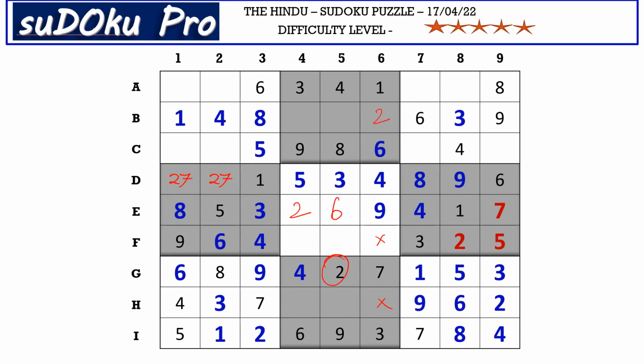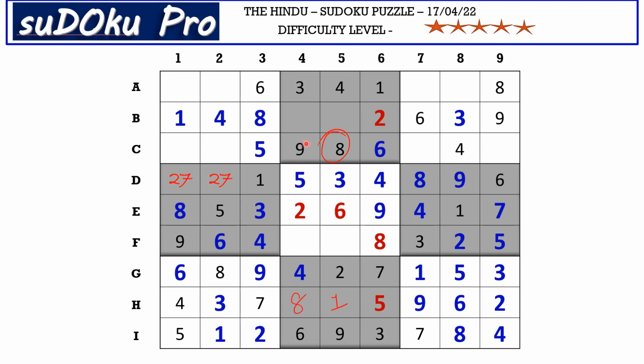Now in column 6, there are only 2 empty cells and the missing numbers are 5 and 8. There is a 5 blocking here in F row. So F6 takes 8 and H6 takes 5. In H row, there are only 2 empty cells and the missing numbers are 1 and 8. There is a 8 blocking from here. So H5 takes 1 and H4 takes 8.